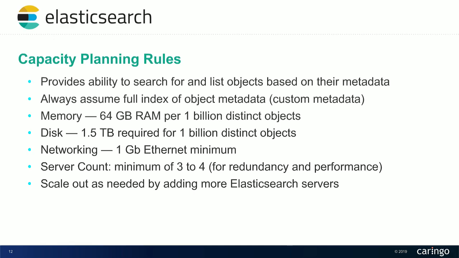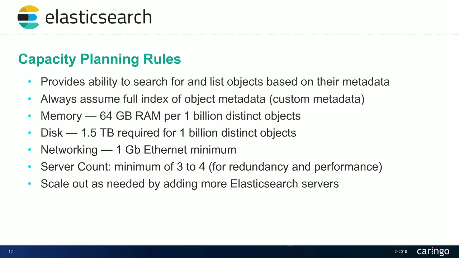And the memory required for that, the guidelines there are that you're going to need 64 gigabytes of RAM per Elasticsearch machine for every 1 billion distinct or logical objects that you're going to store in the cluster. And a billion, that's a lot. We have clusters out there that have way more than that, however. So, these are good guidelines to go by.